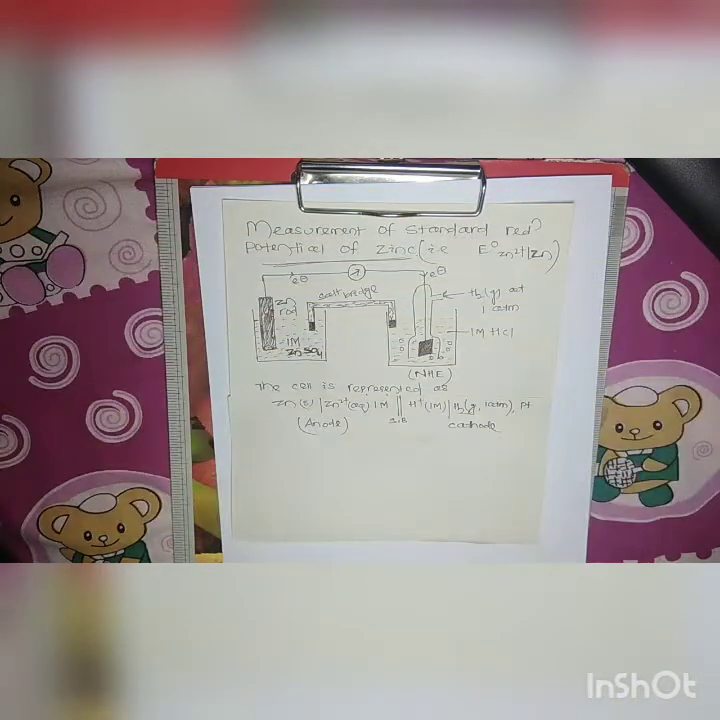Hello students, today I'll start the topic measurement of standard reduction potential of zinc. Now we all know that the standard hydrogen electrode is the reference electrode, and by connecting any other electrode to this standard hydrogen electrode we can find the electrode potential of any electrode. For example, in your syllabus it is the measurement of standard reduction potential of zinc and copper.